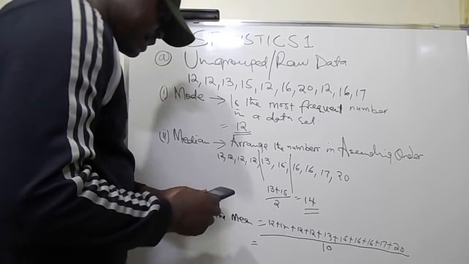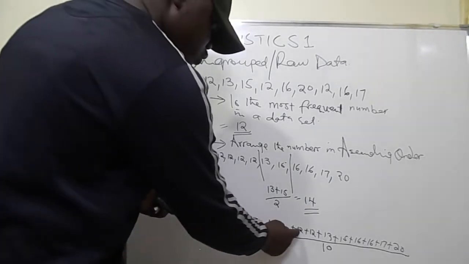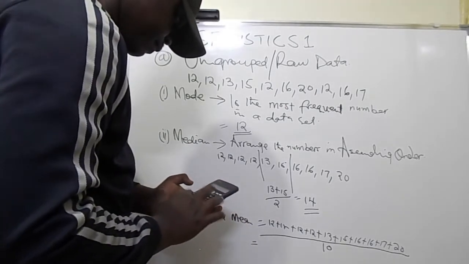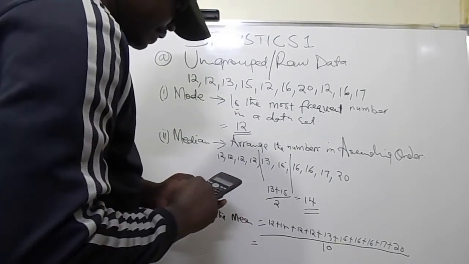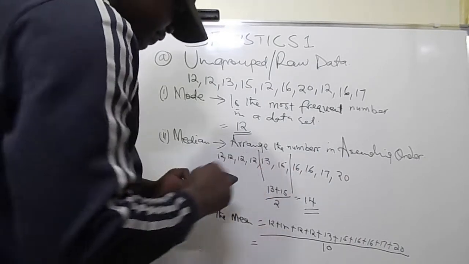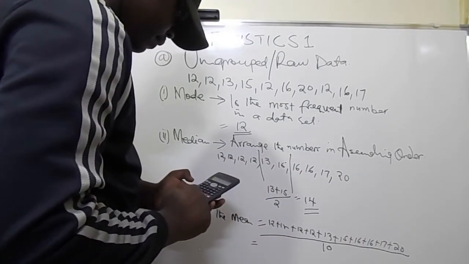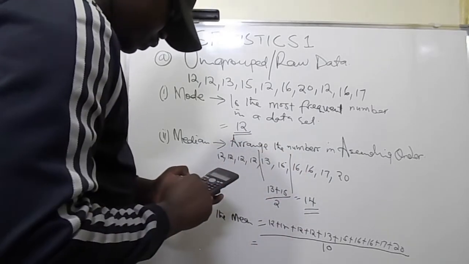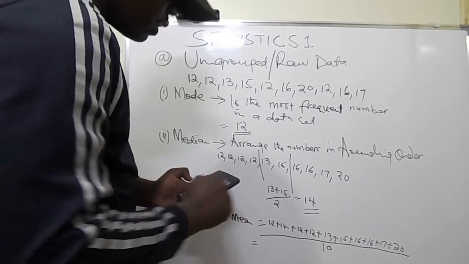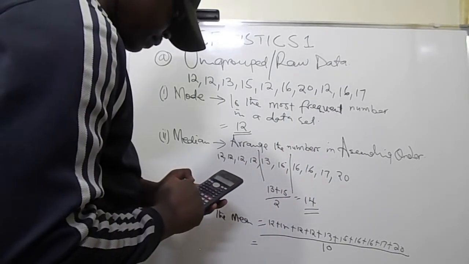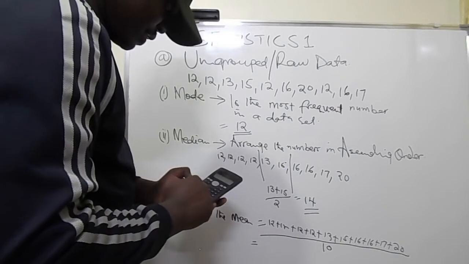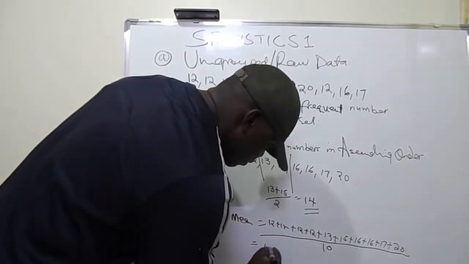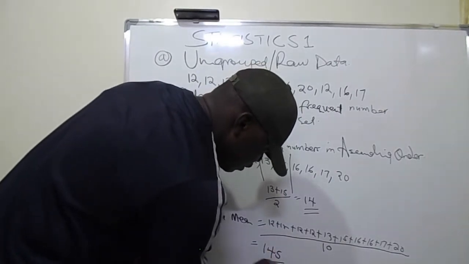Let me pick my calculator and do this very fast. 12 times 1, 2, 3, 4, that is 12 by 4 is 48. 48 plus 13 plus 15 plus 16 plus 16, that is plus 32, plus 17 plus 20. It is going to be 145. 145. And this 145 you divide by 10.